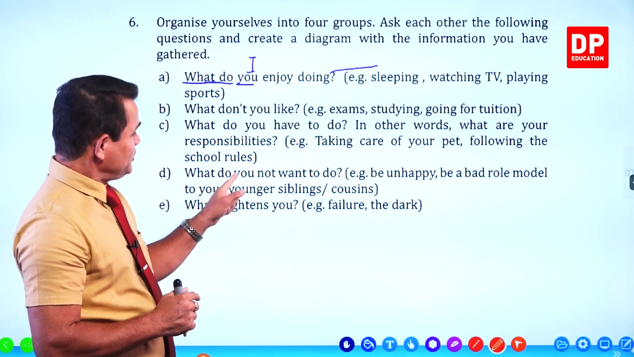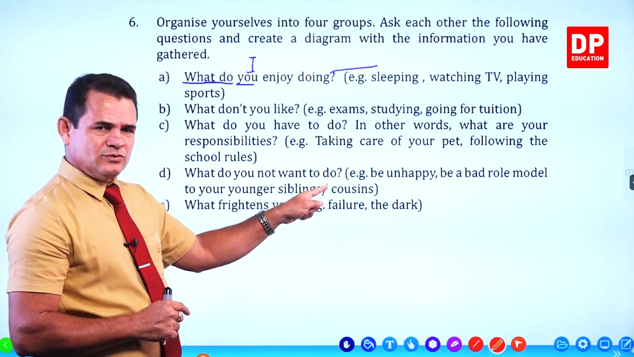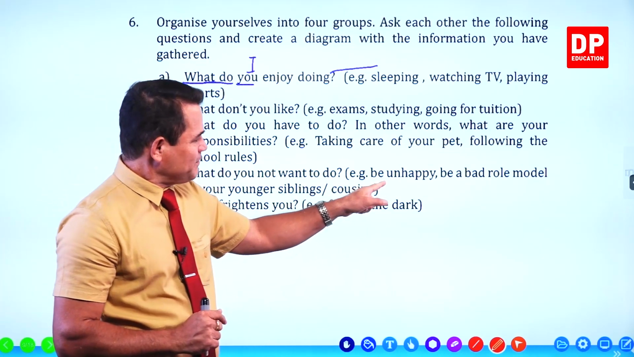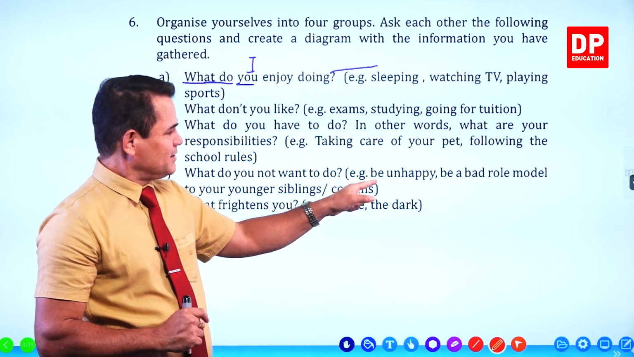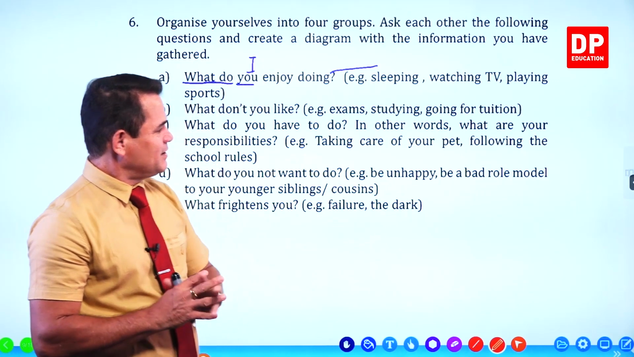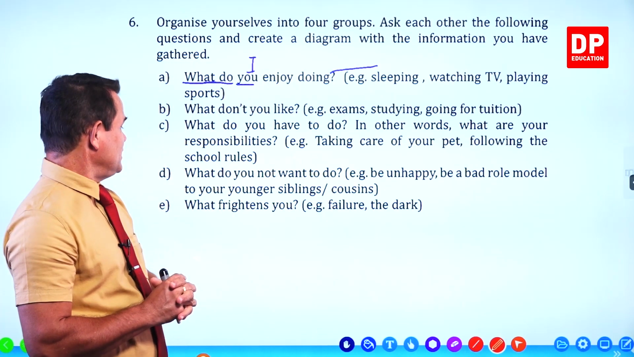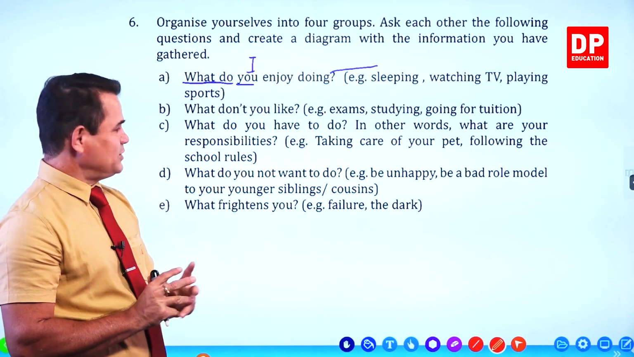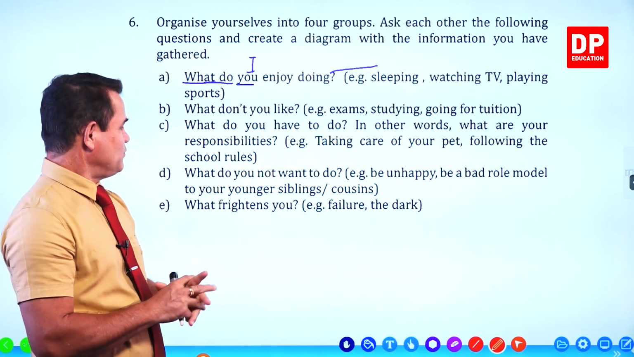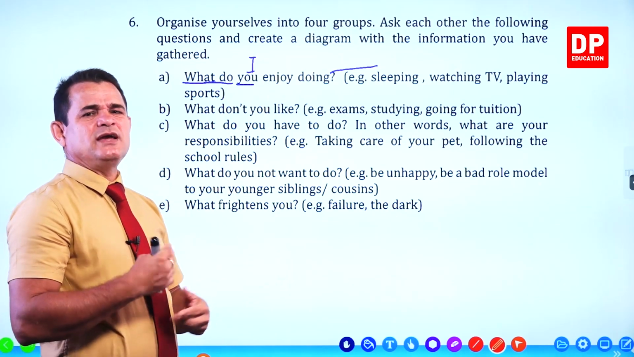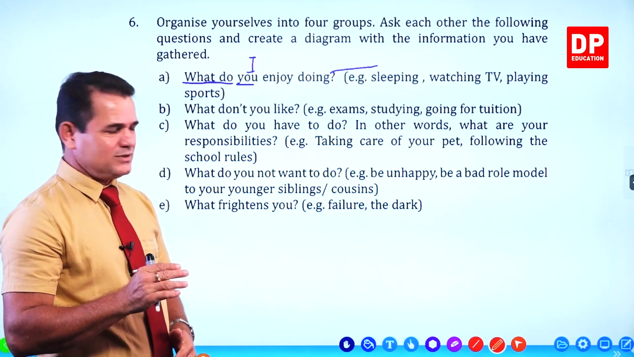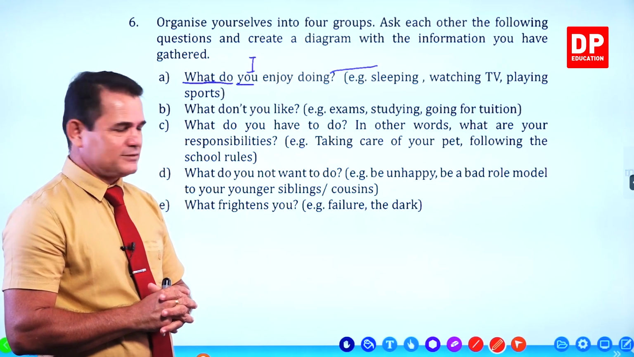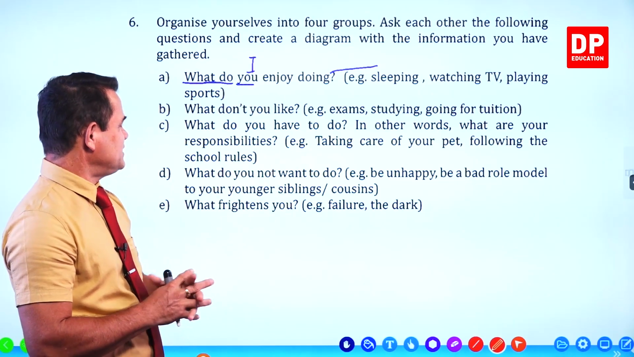What do you not want to do? ඔයාට කරන්න ඕනේ නැති ඒවා මොනවද? Example, be unhappy, be a bad role model to your younger siblings, cousins. So you ask this question from your friend. What do you not want to do? Why don't you want to do? You can tell anything you like. And even the previous one same, right?